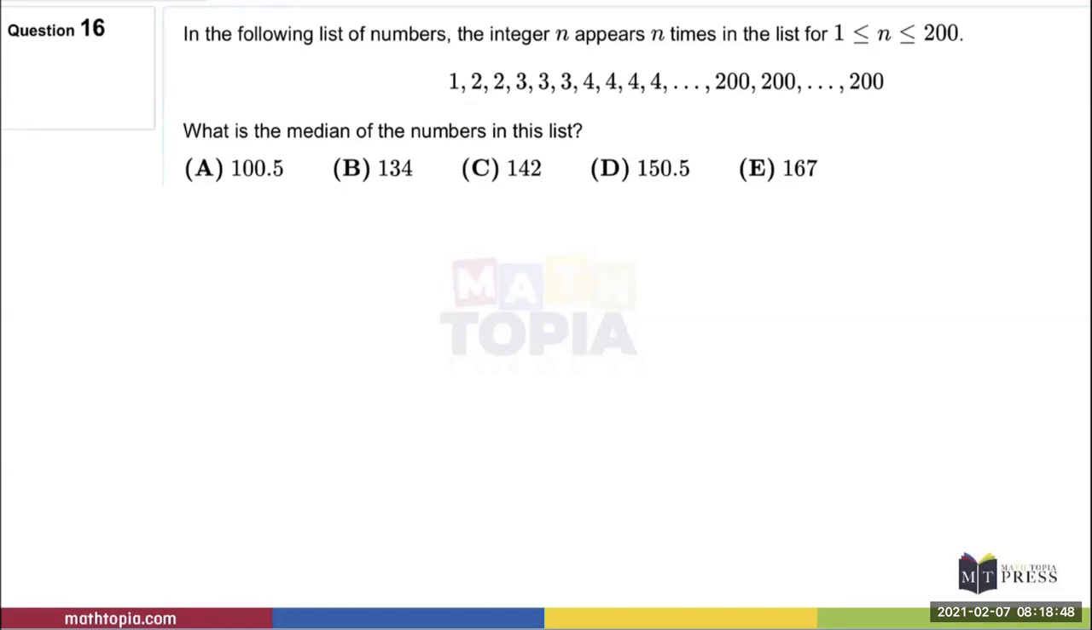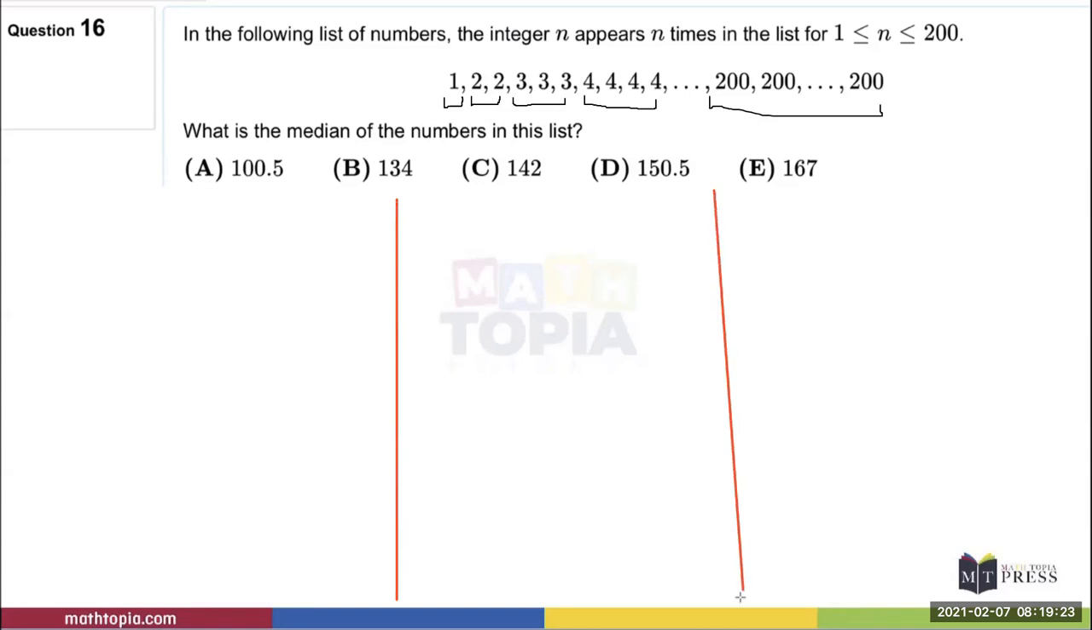Problem 16 of the AMC 10A 2021. So it says, in the following list of numbers, the integer n appears n times in the list for all n from 1 to 200, right? So we start off the list with 1, 1. We have 2 2s, 3 3s, 4 4s, 5 5s, 6 6s, 7 7s, 8 8s, and then we go to 199 199s, 200 200s, right?